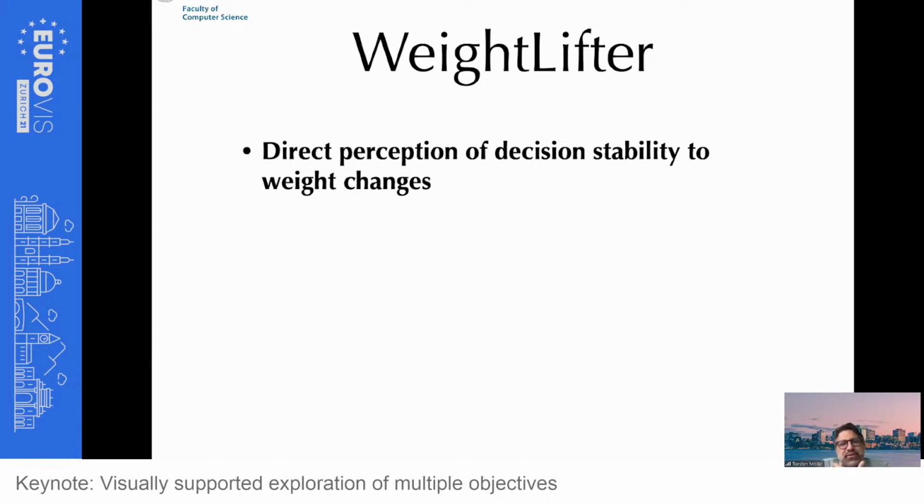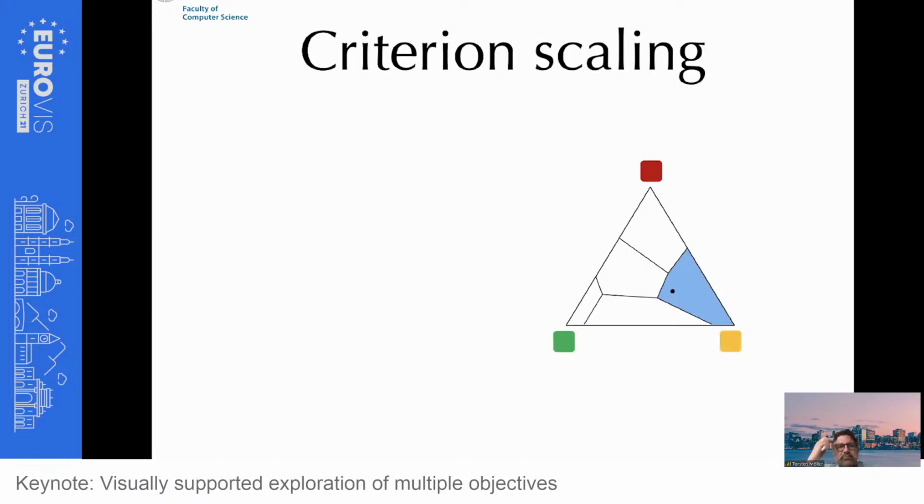And this is the idea behind Weightlifter. It allows you to understand the decision stability to the changes that you might put into the weights. Or if your gut feeling of the weights is somewhere 50-50, you know whether, if you change the weights just slightly, the choices that you made will vanish, or whether there will be a better decision point.